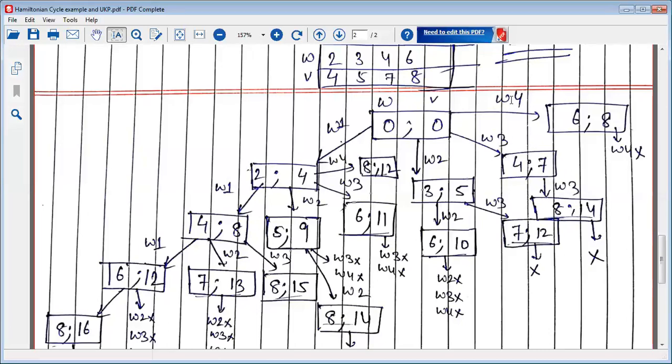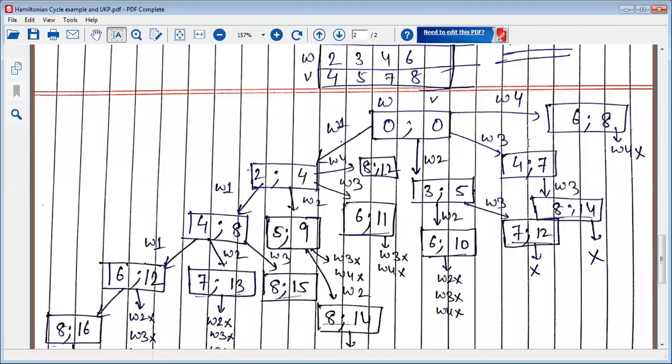Now, can I take W4? Yes, I can take W4. The total weight is 6 and the corresponding profit is 8. Now I need to explore whether I can take the second article of W4 here. The answer is no. The reason is 6 plus 6 will give you 12, which is definitely greater than 8. So I cannot explore this path.